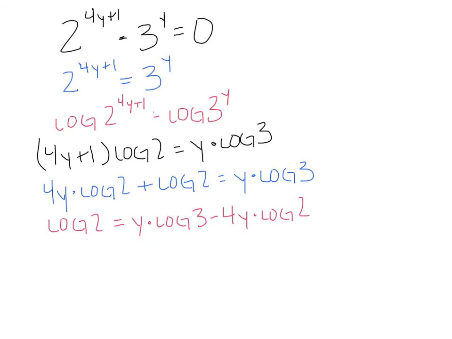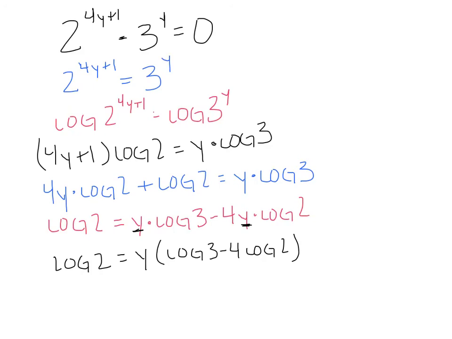Now we get to do an awesome thing, which is factor. They both have a y term, so let's factor out the y. That's the GCF. So y times the log of 3 minus 4 times the log of 2 equals the log of 2. Now I know you're going, oh my god, this is so gross and nasty. But the log of 3 minus 4 log of 2, it's just a number. You could type it in your calculator and get that gross decimal. But because we want the exact answer, I'm leaving it in log form right now.